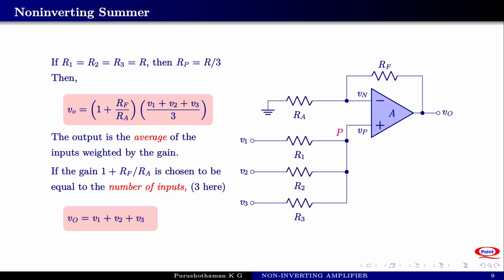If there are n sources connected here, take 1 plus Rf by Ra equal to n. Choose Rf and Ra such that 1 plus Rf by Ra is equal to n. In that case, you will be getting the output equal to V1 plus V2 plus V3. See, the input resistance and output resistance are the same. Input resistance is infinity and output resistance is 0. So this is a non-inverting summer.